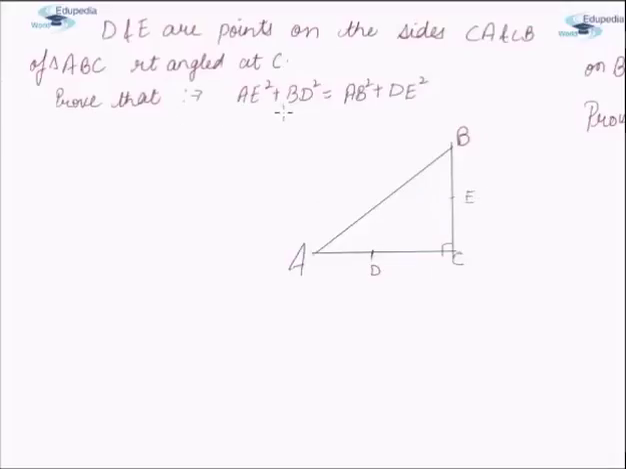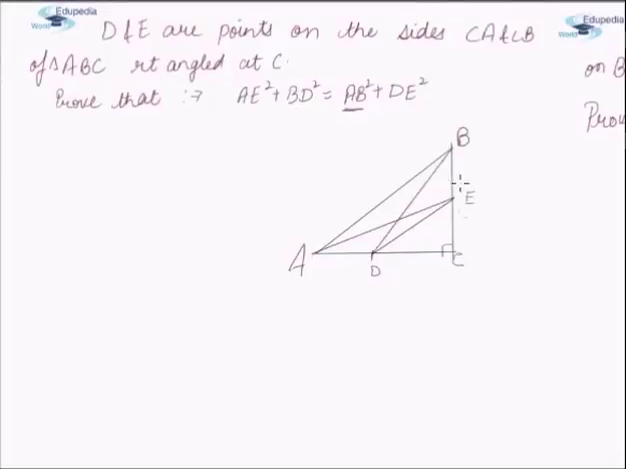We need to prove that AE square plus BD square is equal to AB square plus DE square. We have AB as this side, but what is DE? We need to join D and E to form DE. So join DE. Similarly AE, which will be formed on joining A and E, and similarly for BD.